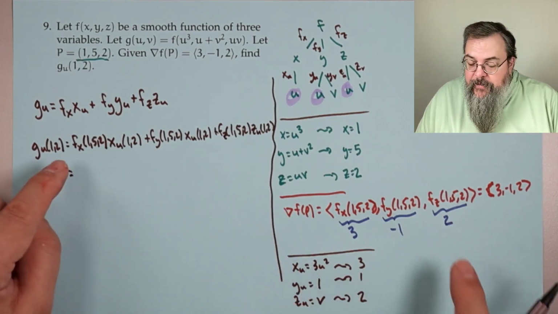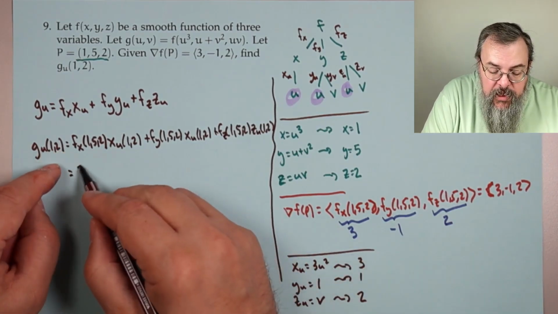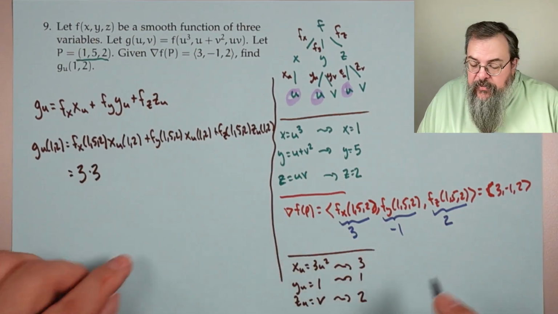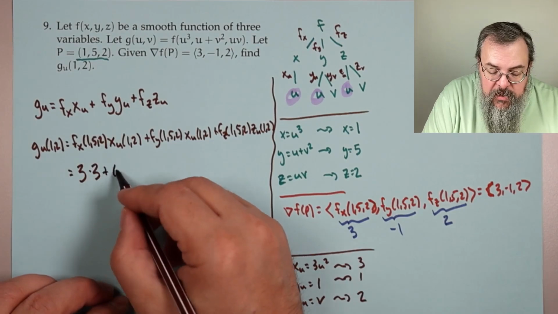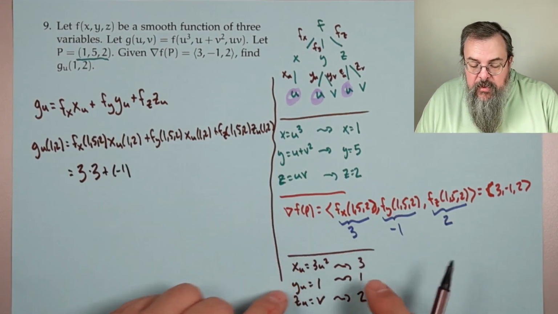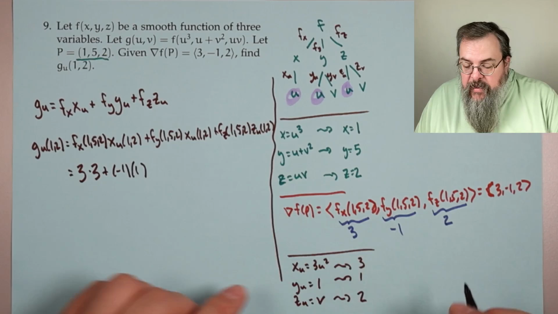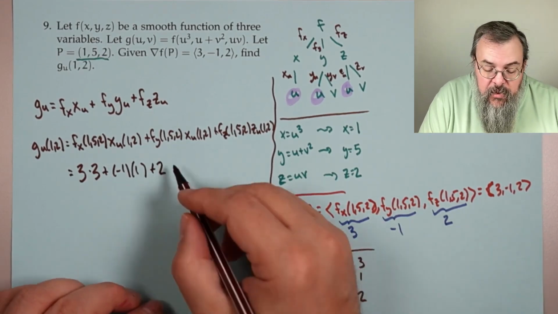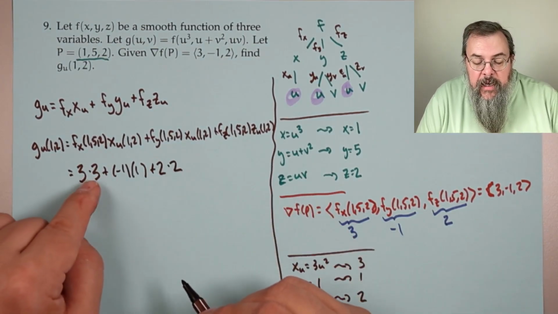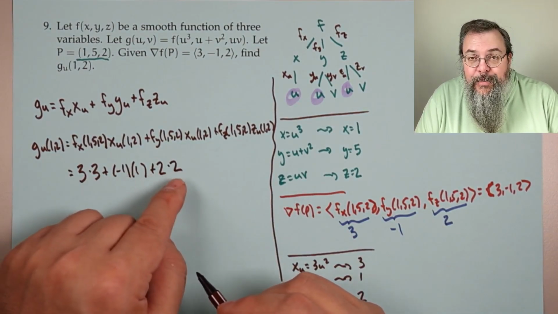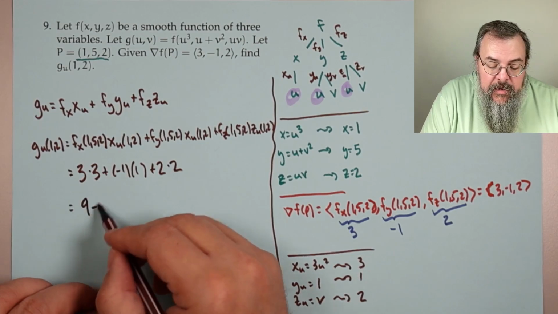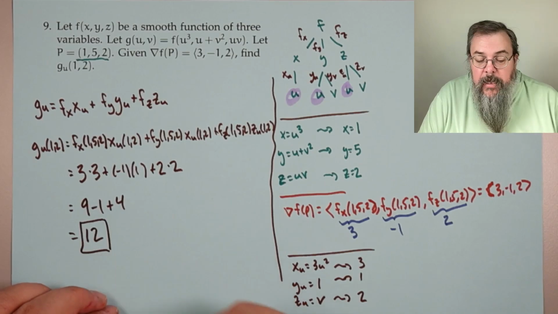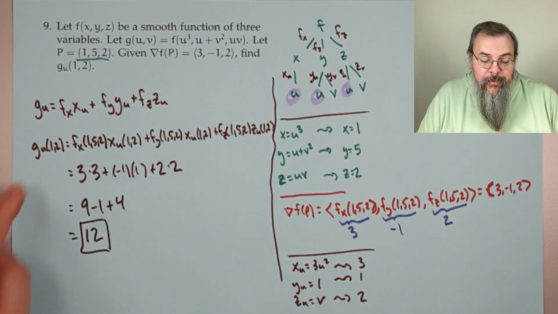Now we just read things off. f sub x is 3, x sub u is 3. f sub y is minus 1, y sub u is plus 1. f sub z is 2, z sub u is 2. So we get 9 minus 1 plus 4, which is 12. And we're done, because we found what we wanted.